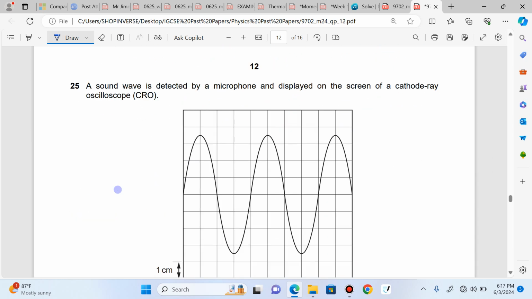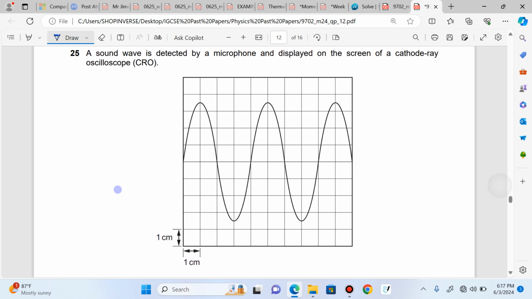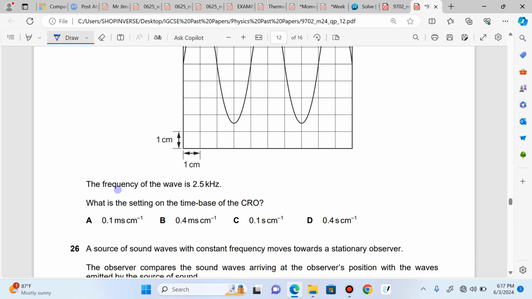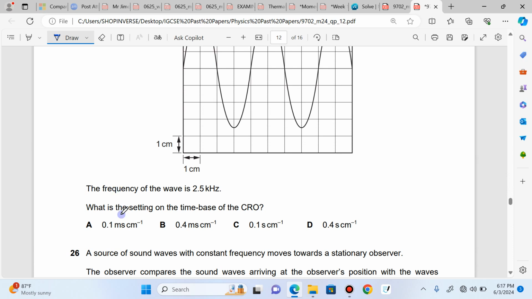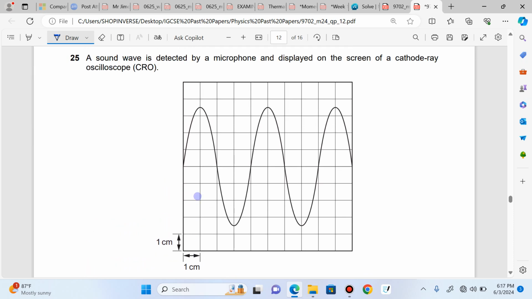A sound wave is detected by a microphone and displayed on the screen of a cathode ray oscilloscope. The frequency of the wave is 2.5 kHz. What is the setting on the time base of the cathode ray oscilloscope? Since we have frequency, we have to start by getting the period.